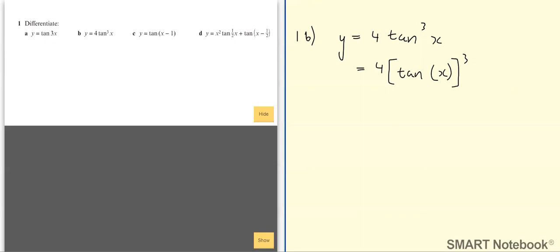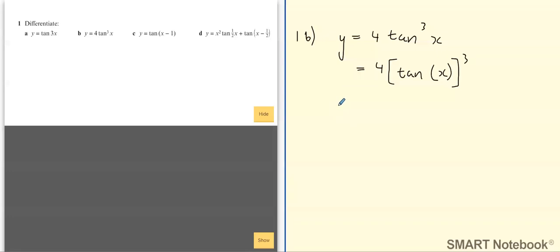Yeah, essentially, let u equal tan x, and then it becomes a chain rule. So the technique that you're using is the chain rule. So for this, how are we going to go about doing this?